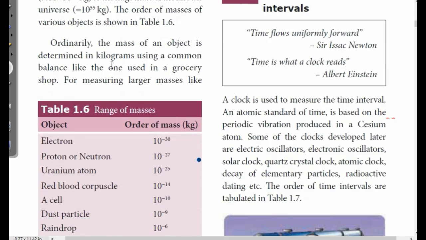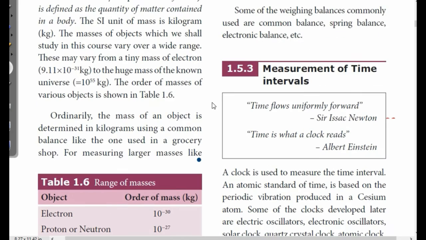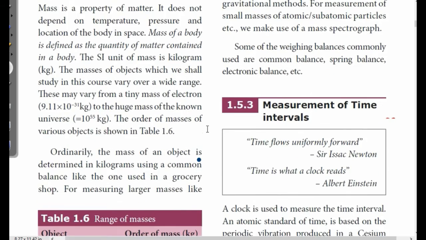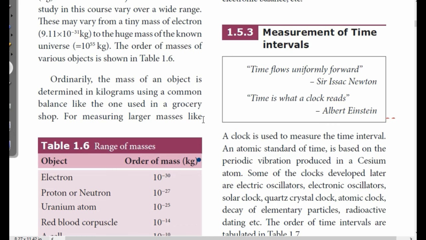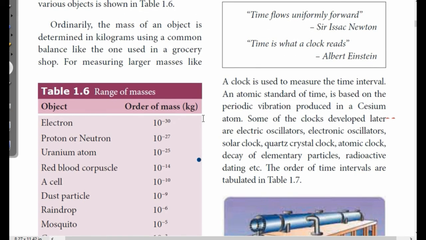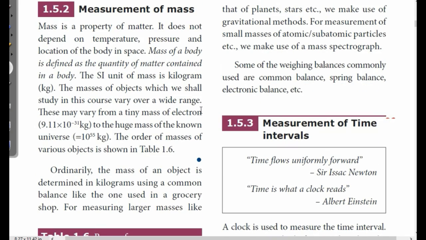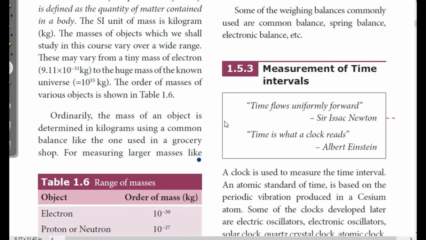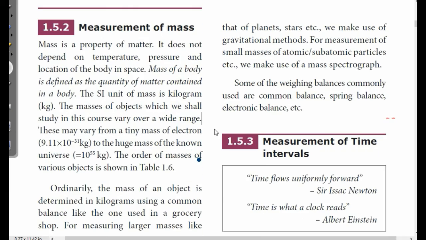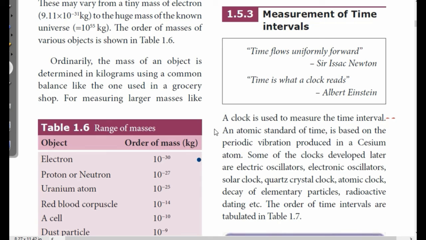Ordinarily the mass of an object is determined in kilogram using a common balance like the one used in the grocery shop. So we all know when we go to a shop, we buy various things like rice or vegetables, and we measure them using kg. But for measuring the mass of an object like the earth or the moon, or very small objects like electron and proton, we need different methods. So different methods are followed, and that's what we are going to see here.